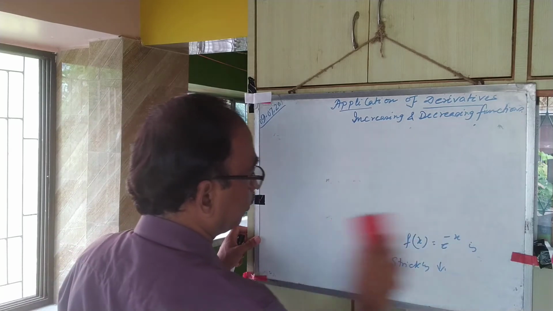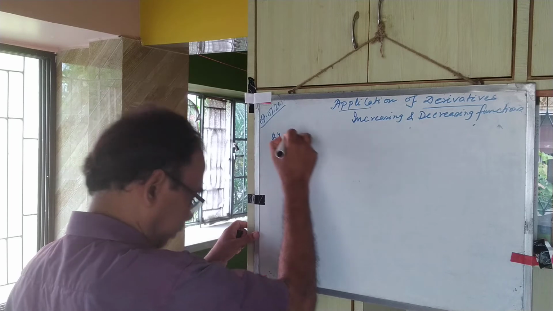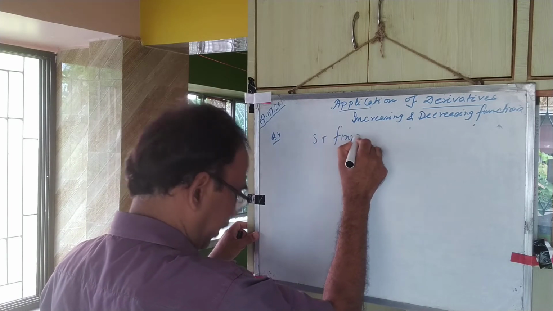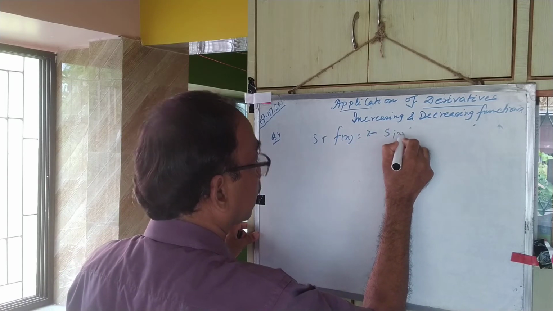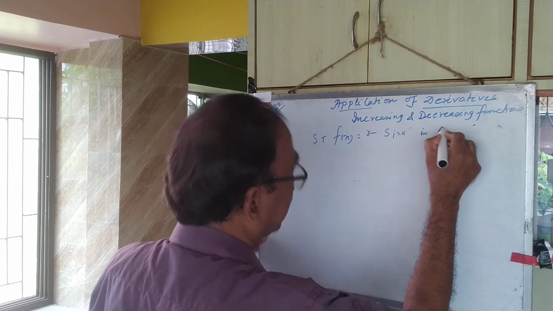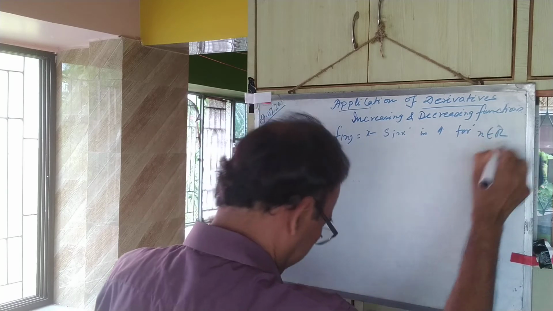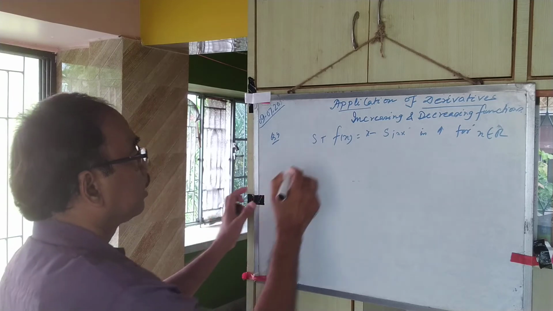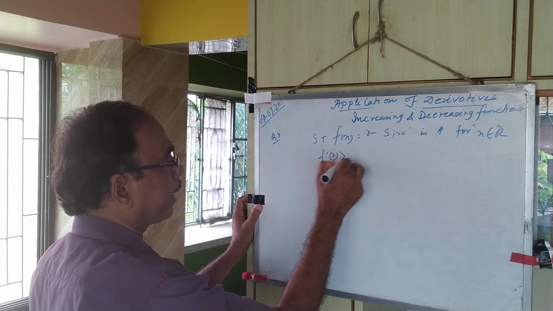Next, sum number 4. Show that f(x) equals x minus sin x is increasing for x belonging to any real number. So first of all, you know the increasing condition: f dash x should be greater than 0.